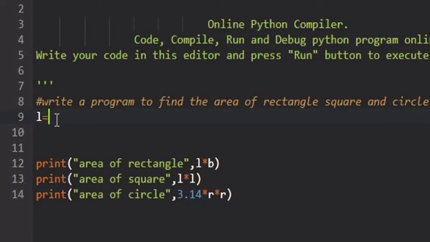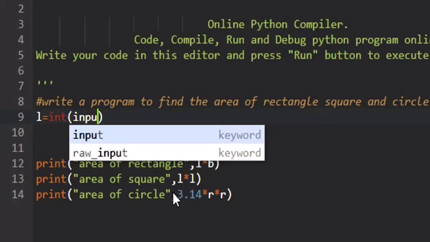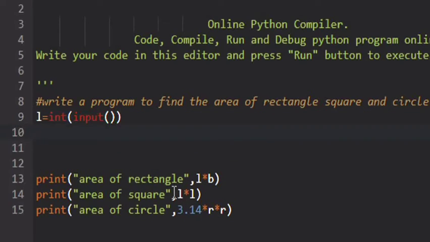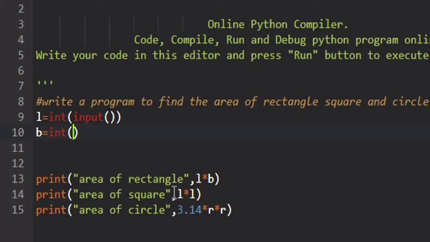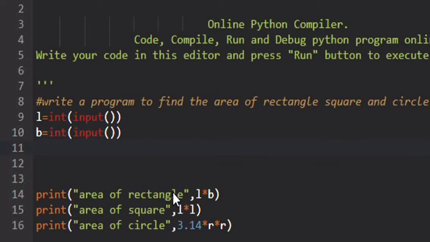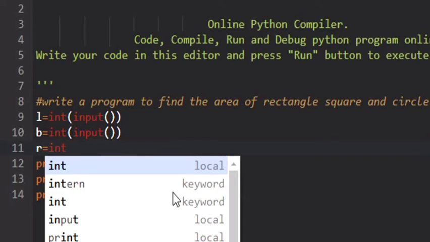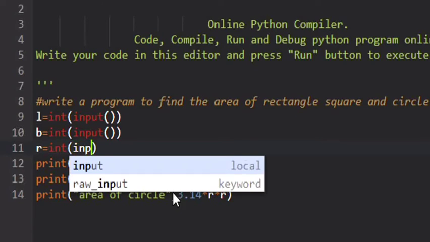So L is equal to, this is going to be from the user, so it would be integer data type. So this is going to be input, as the user is going to input a value. Next thing would be B, which would also be int. This will also be input from the user, and the next thing is R. So R is also going to be integer data type, and then in braces we are going to have the input function. That's it.